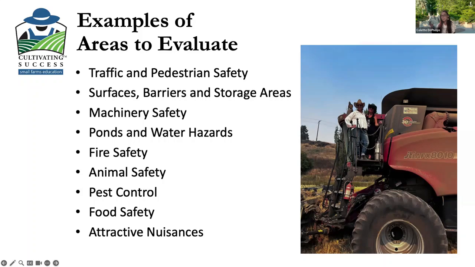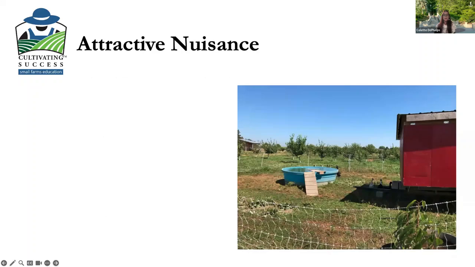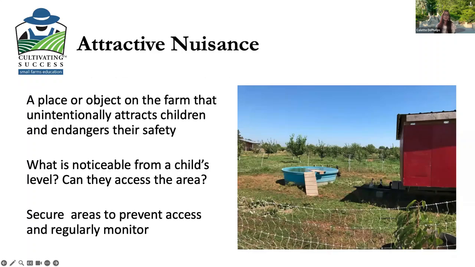And then there's this concept of attractive nuisances. An attractive nuisance is a place or an object on the farm that unintentionally attracts children and endangers their safety. So, you have to consider what's noticeable from a child's level. And then, can they access that area? So, you'll really need to secure areas to prevent access and regularly monitor them.